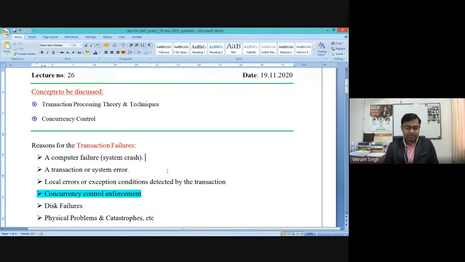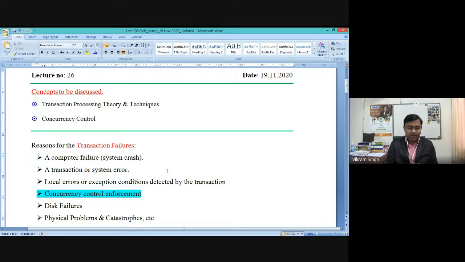The second scenario, the second reason, is a transaction or system error, right? There are some errors which fall into this category. Whenever you are performing some operation, like in the ATM case, whenever you are performing a transaction and you have selected a wrong choice, you have opted for a wrong selection, or you have submitted wrong values, due to that also there are some transactions which may fail, which may be aborted, right? So this is the second possible reason. The third reason says there are some local errors, some exception conditions within the transaction, right?